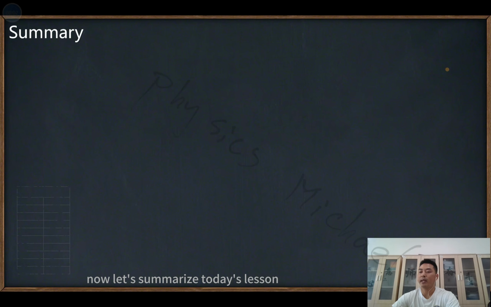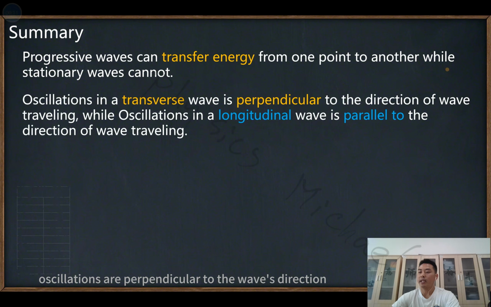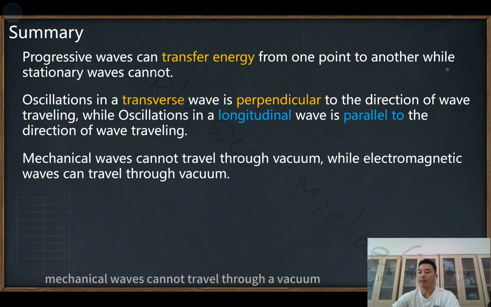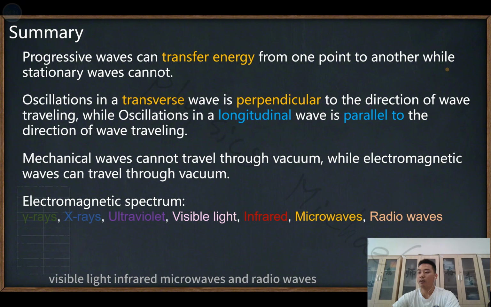Now let's summarize today's lesson. Frequency waves transfer energy from one point to another, while stationary waves do not. In transverse waves, oscillations are perpendicular to the wave's direction. In longitudinal waves, oscillations are parallel to the wave's direction. Mechanic waves cannot travel through a vacuum. Electromagnetic waves can. The electromagnetic spectrum includes gamma rays, X-rays, ultraviolet, visible light, infrared, microwaves, and radio waves. These waves differ in wavelengths, but travel at the same speed in vacuum.